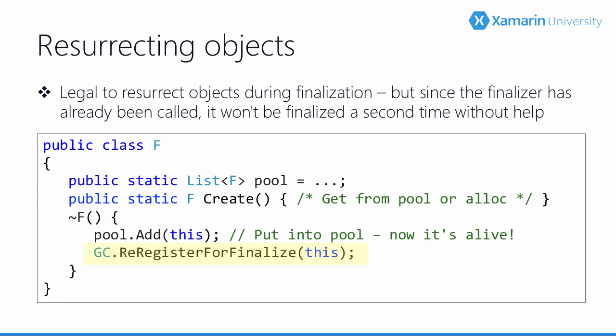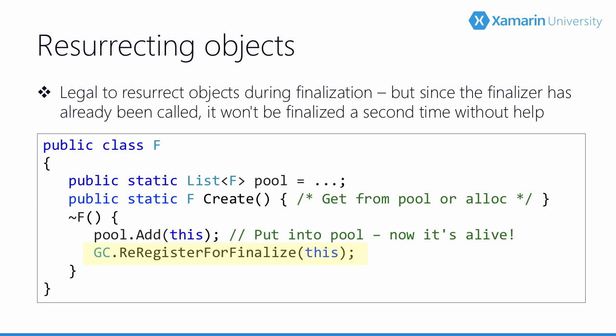So notice this code here. This is kind of interesting. Say, for instance, that we had some kind of expensive object, and we don't necessarily want to throw these objects away. We want to allocate and reuse them in kind of a pool sort of fashion. So I can have a static create function that will either get one from our private, well, in this case, a public list of pool objects, or it will allocate a new one.